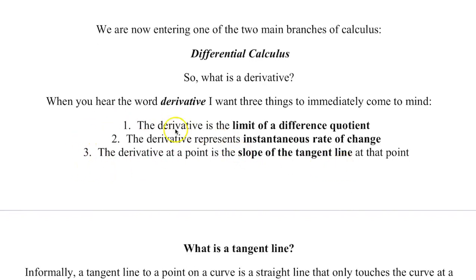Now I know they're all listed here as 1, 2, 3, but really they're all the same thing, right? All of these mean the derivative and they're all equal to each other. So when I say derivative, I want you to know that it's the limit of a difference quotient, the instantaneous rate of change, and the slope of a tangent line. And that's actually the one we're going to focus on first, the slope of a tangent line.